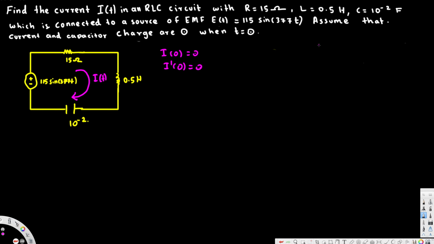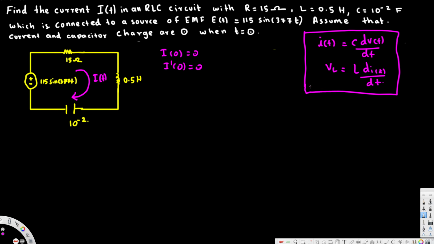Now, in order to do this, we have to know these two important equations. First of all, I of t can be replaced with C dV of t over dt, and also we can replace VL with L dI_L of t over dt, or we can say di of t over dt, because since this circuit is in series, the current through this one is going to be the same everywhere, right? So these are the two important equations we have to know in order to bring the second order differential equation.